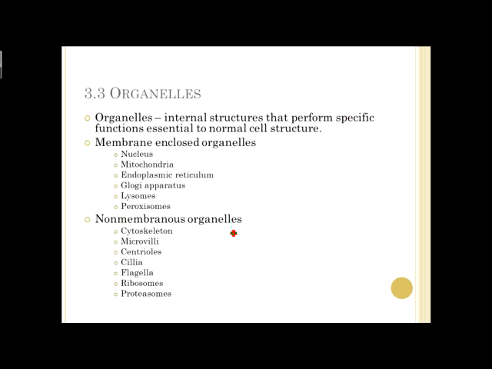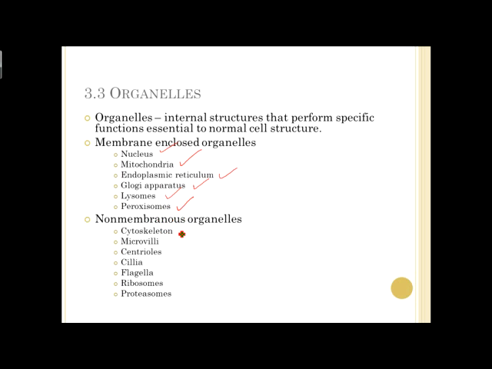Next section we're going to talk about organelles. Organelles are internal structures that perform specific functions essential to the normal cell structure. Membrane enclosed organelles are going to be the nucleus, which is going to be the center of the cell, and then the mitochondria, which is going to be the powerhouse. Endoplasmic reticulum, and we have two types here, smooth and rough. Golgi apparatus, we're going to see exocytosis, that term that we learned earlier in the previous slide set. Lysosomes, which pretty much break down the cell, and then peroxisomes, which oxidize things.